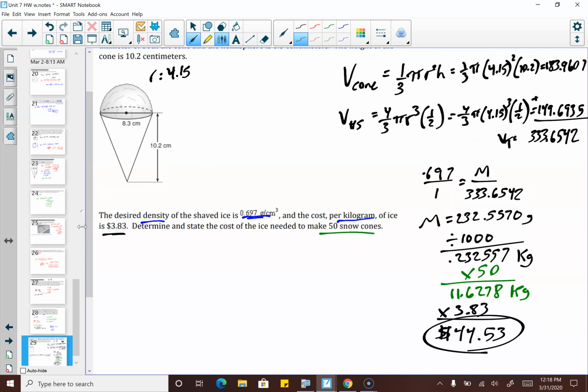So just to recap, we initially found our total volume by finding the cone and the hemisphere and adding them together. Then we found the mass of one cone in grams, divided by 1,000 to put it into kilograms. We multiplied it by 50 to get our total mass of 50 cones. And then we multiplied it by the cost per kilogram to get what it would cost us to make 50 cones.